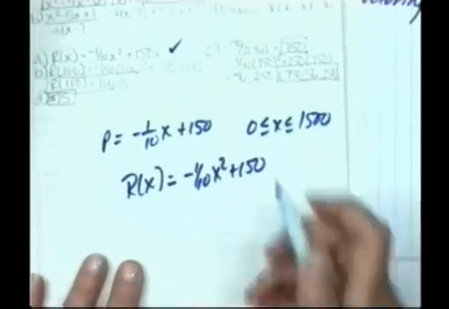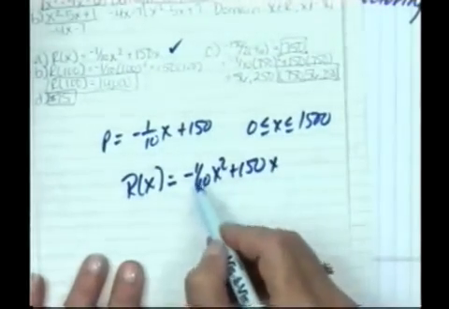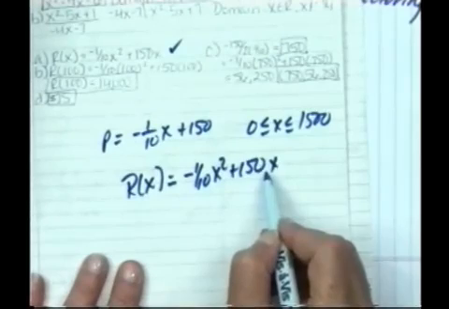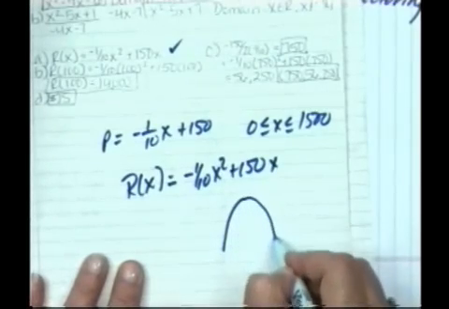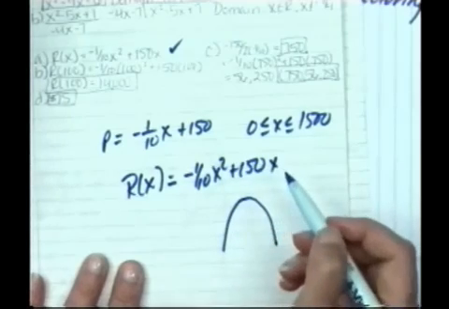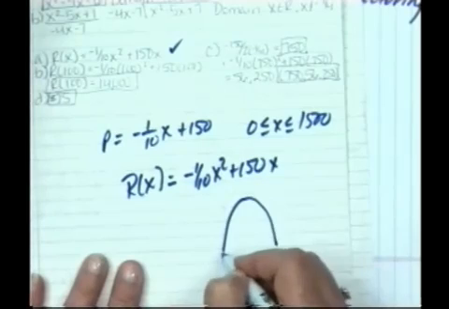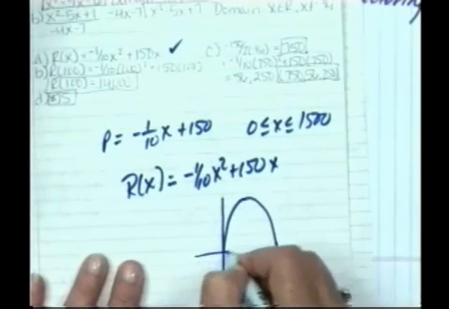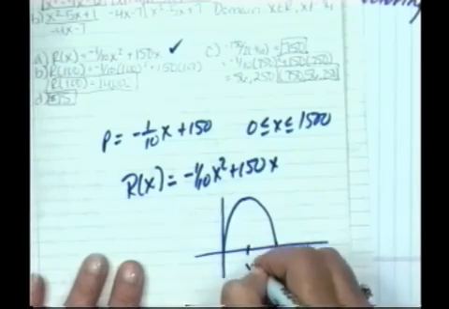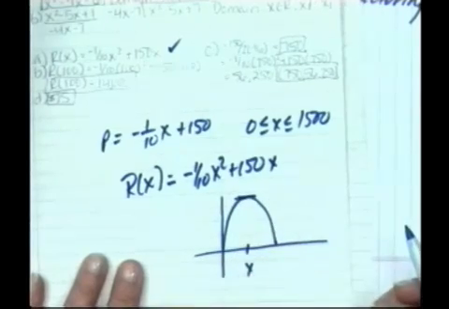Negative 150, negative 1/10 x squared plus 150x. It's a parabola that's going to open down. So the question is, what value of x maximizes the revenue? The graph's going to do something like this. You want to find that x value, and that's going to be at the vertex.